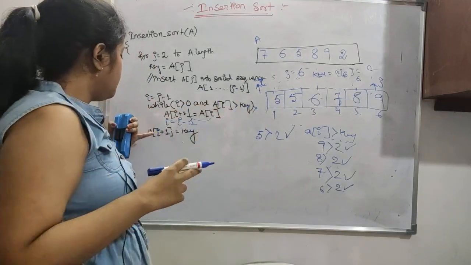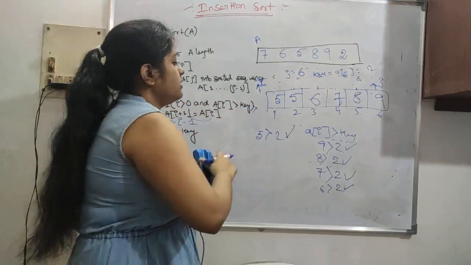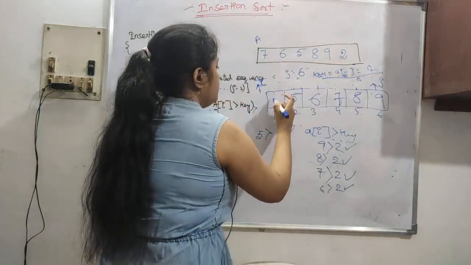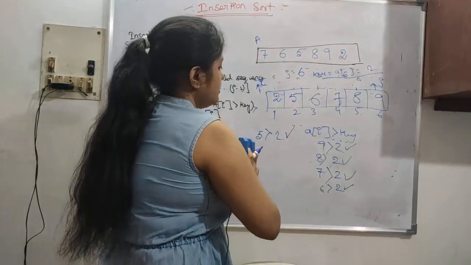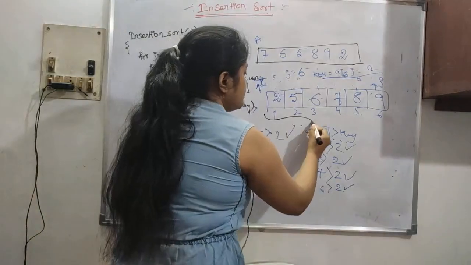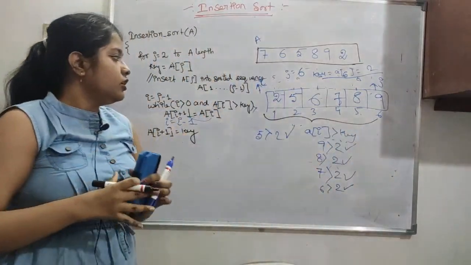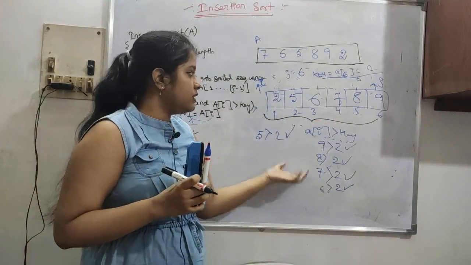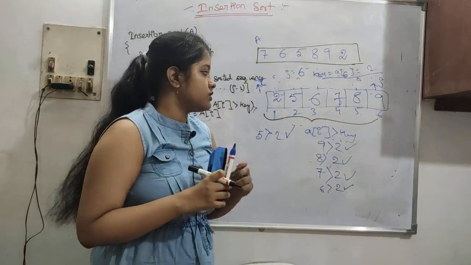Now A of I plus 1 is equal to key. So key was what? See, key was what? 2. So now 2. See, now you can check this out. This is our sorted array. So in this procedure we have sorted the array. Now we will see the time complexity here, the best case and the worst case.